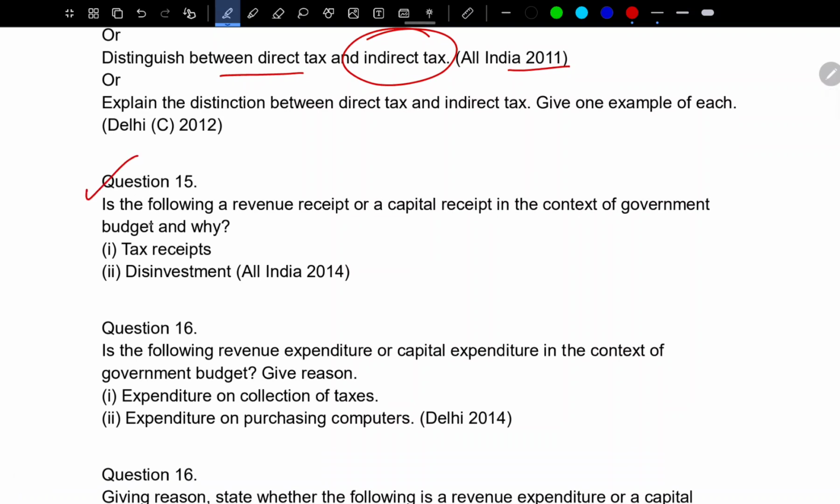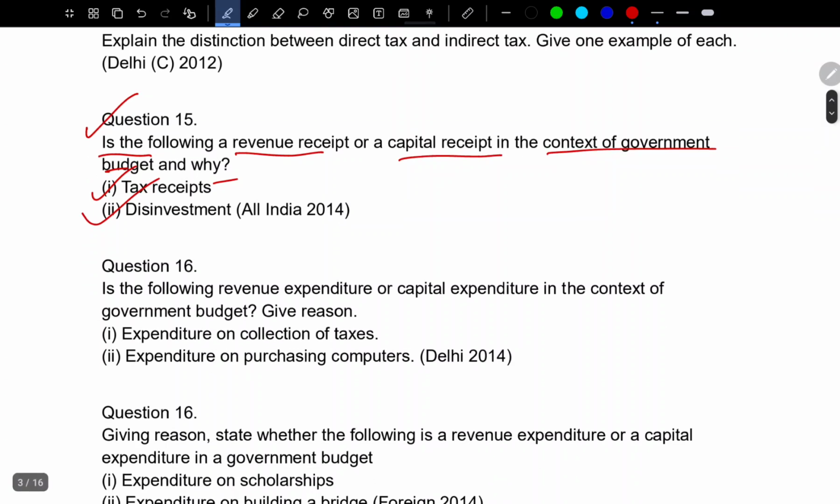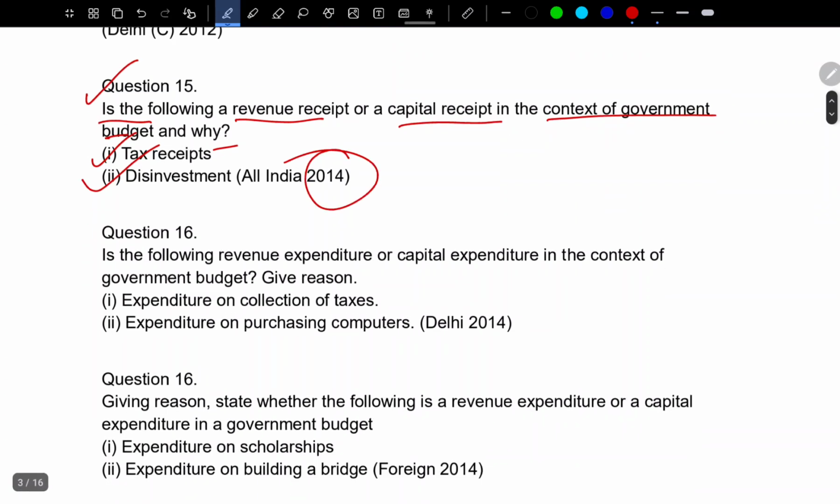Question number 15 is: is the following a revenue receipt or a capital receipt in the context of the government budget, and why? So we have to answer this question. It means, is a direct tax receipt a part of revenue receipt or capital receipt, and we have to give a reason also. Again, is disinvestment a part of capital receipt or revenue receipt? It was asked in 2014.